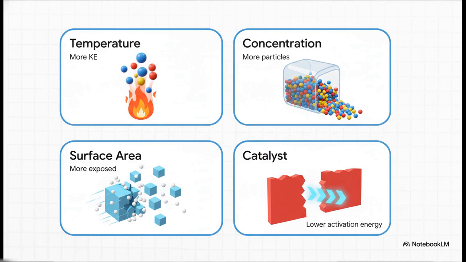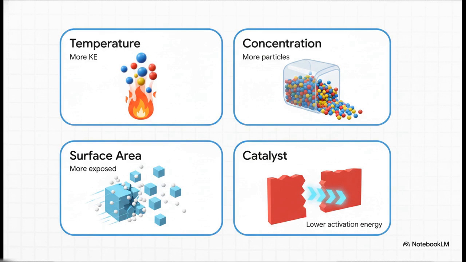So how do we hack the system to make reactions happen faster? We actually have 4 main tools in our toolkit. We can increase the temperature, giving them way more kinetic energy for harder collisions. We can increase the concentration, simply packing more particles into the space. We can increase the surface area, exposing more particles to the chaos.